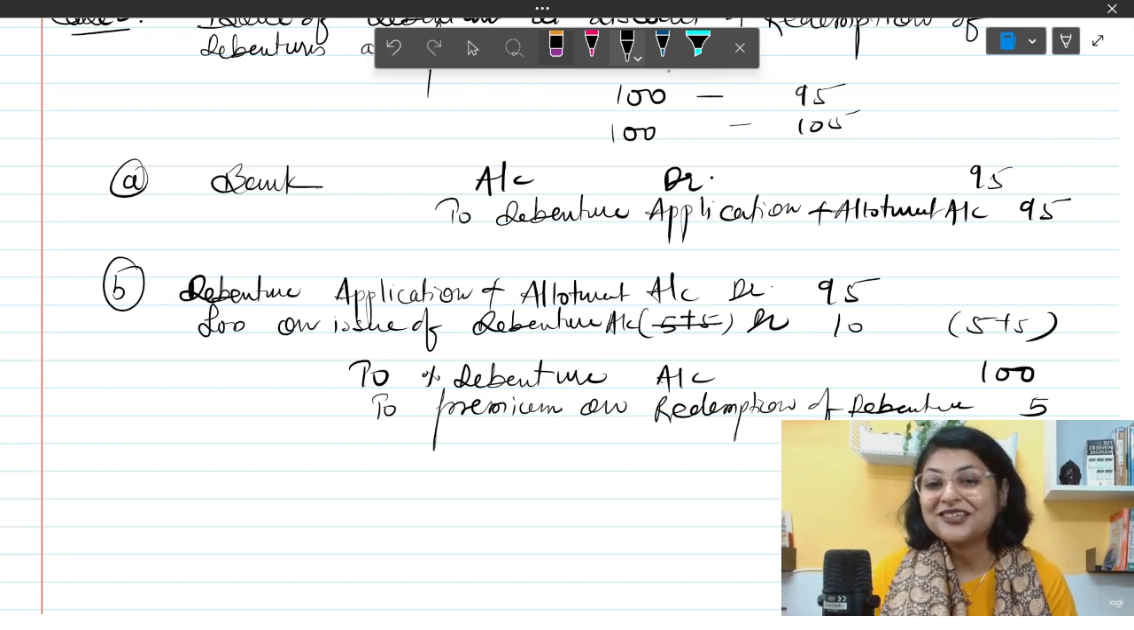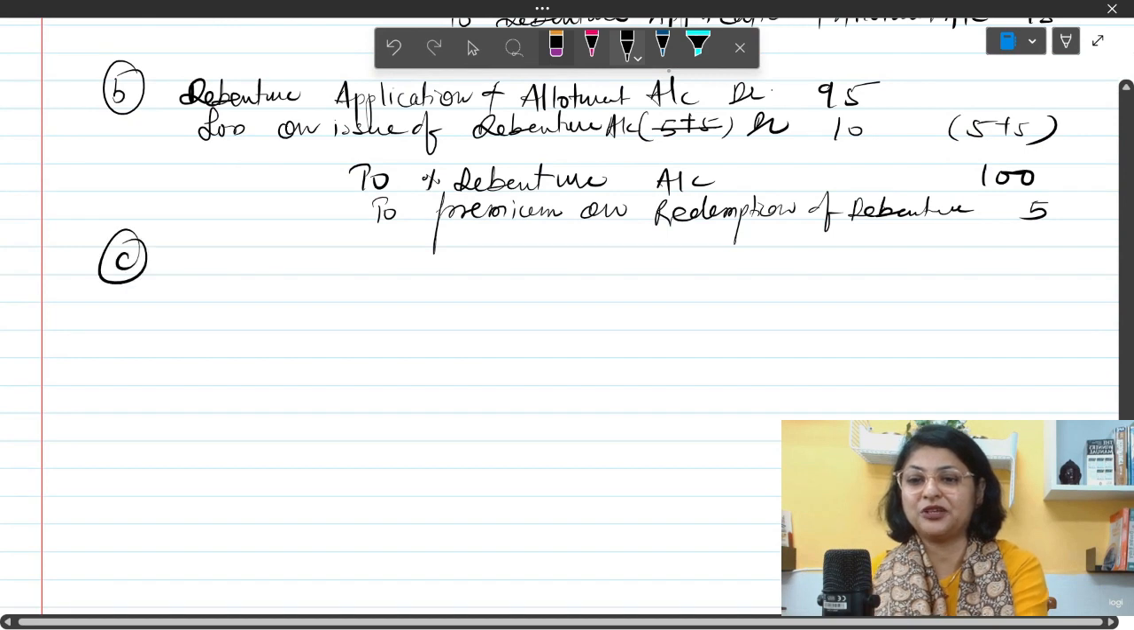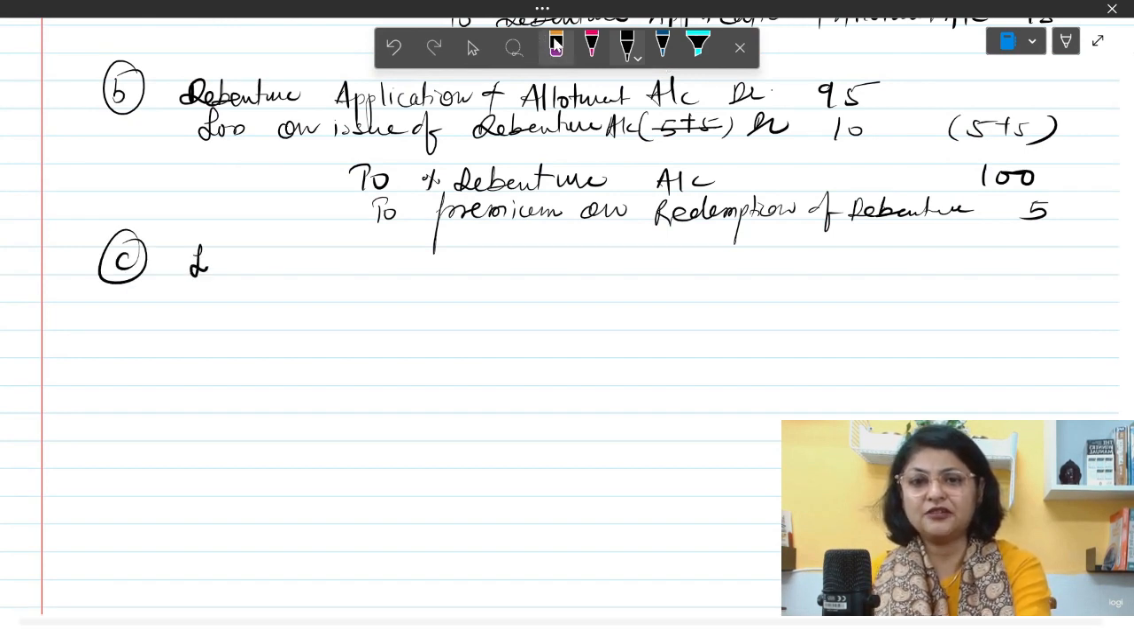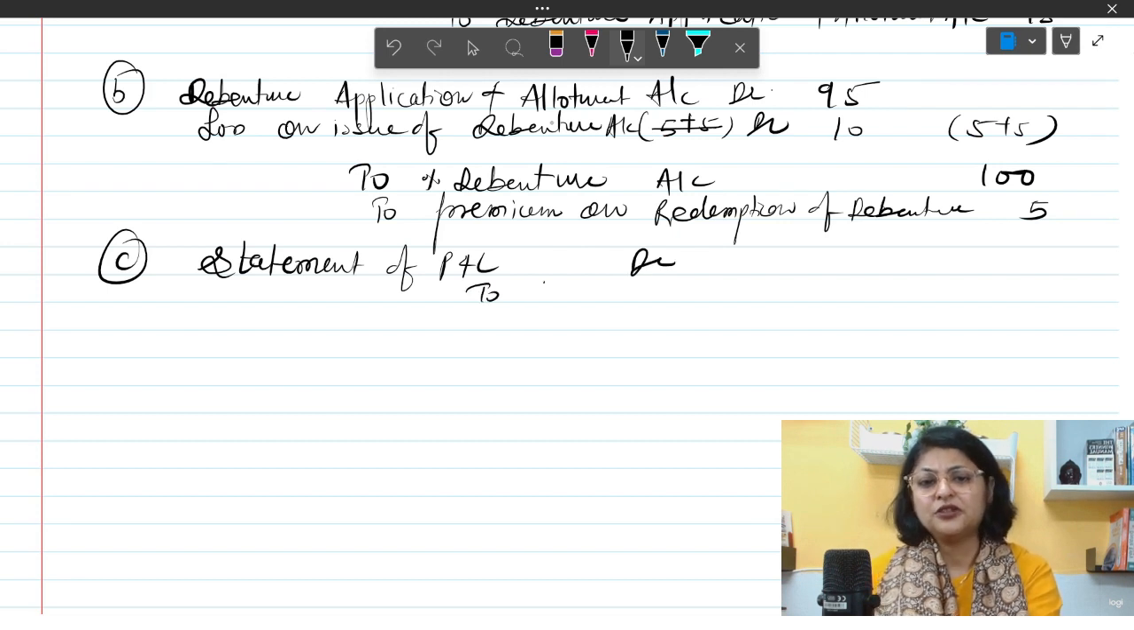Now which account has to be closed? By now you know the account of loss on issue of debenture has to be closed. So you will write statement of profit and loss debit to loss on issue of debenture.